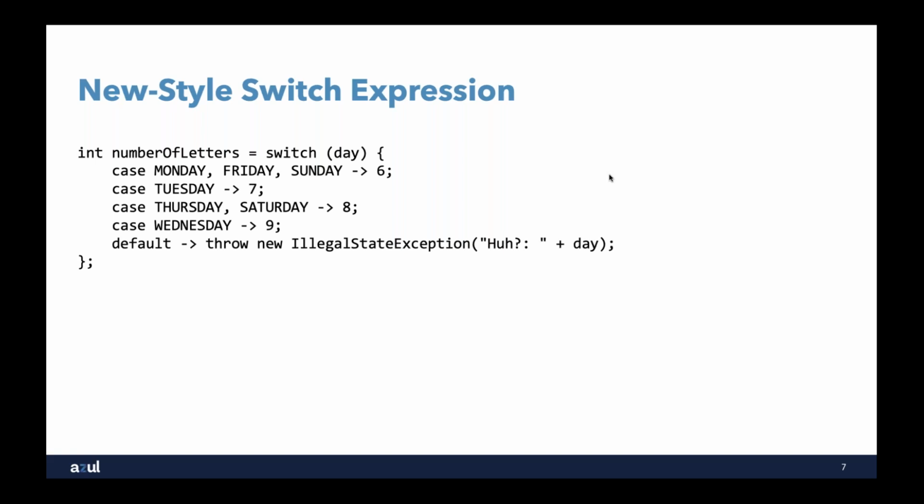Because we can assign the result of the switch expression to number of letters, we're doing that once. So there's no issue of forgetting to do the assignment. As we can see, the code is a lot simpler in terms of the number of lines involved. What we're doing is we're saying, okay, we'll switch on day, same as we did before. We'll assign the result of that to number of letters. Then we've got our case blocks.